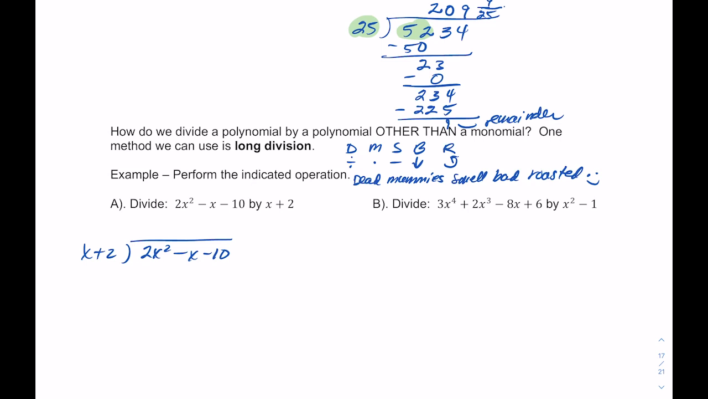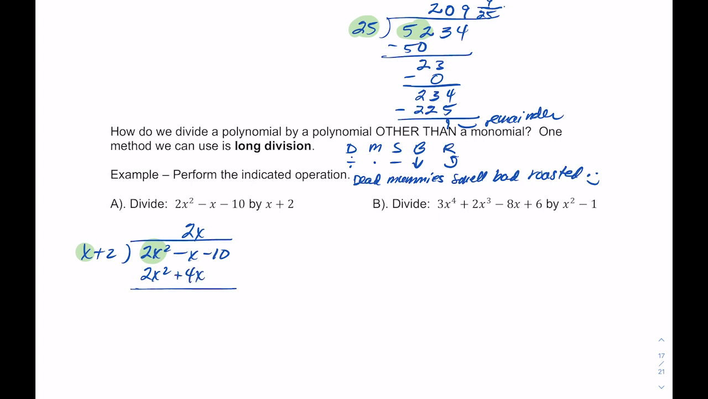So the first thing I'm going to do is I'm going to divide. And I'm going to divide this first term by this first term. So 2x squared divided by x gives me 2x, which I'm going to place right above the x column. So you want it to line up. Now I'm going to multiply. And when you multiply, you're going to multiply by whatever is in the divisor. So it's 2x times x and 2x times 2. 2x times x gives me 2x squared. And then 2x times 2 gives me 4x.